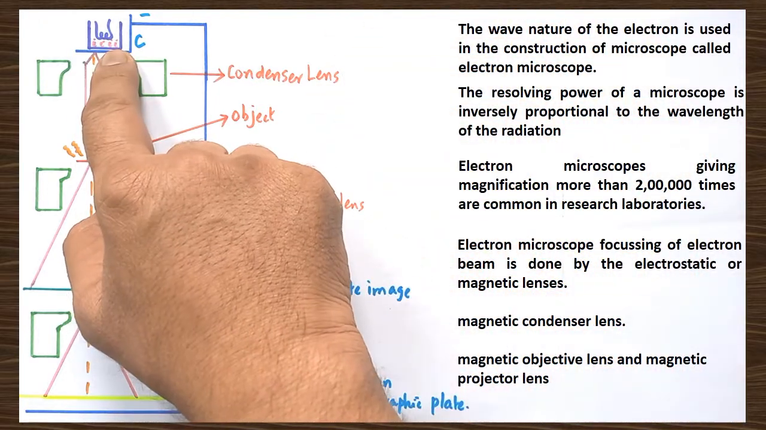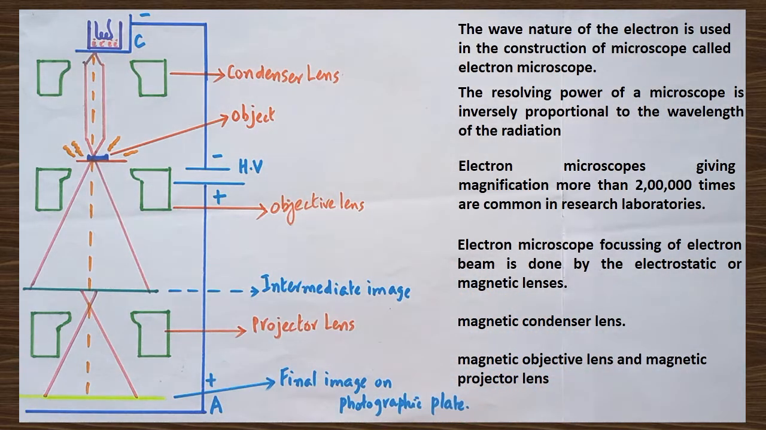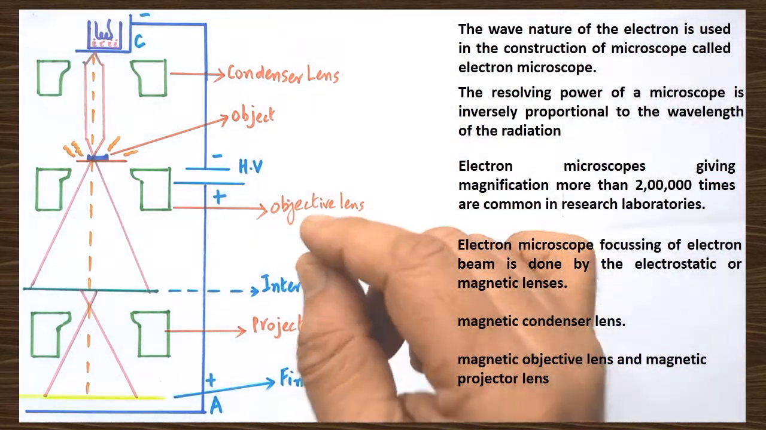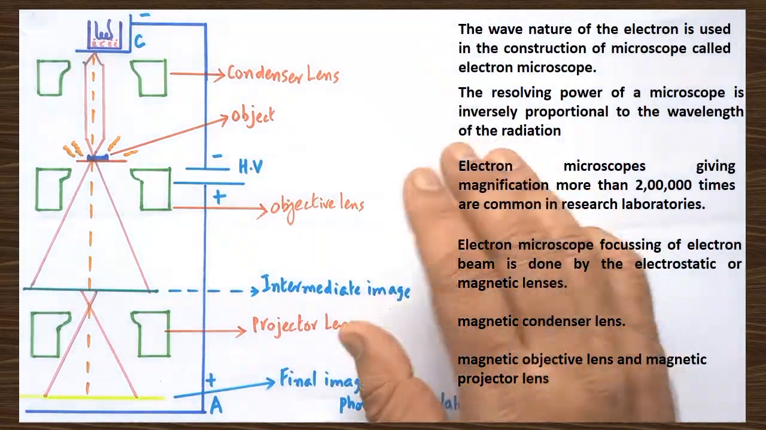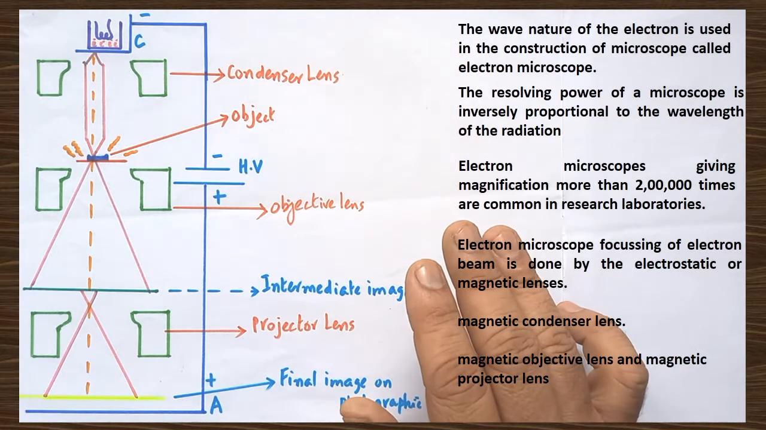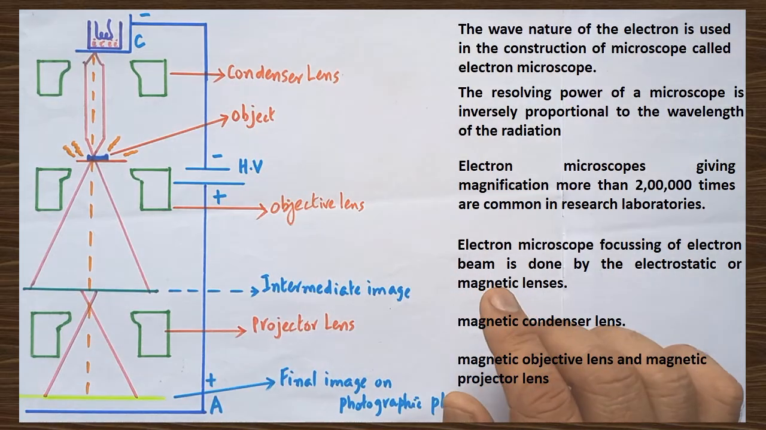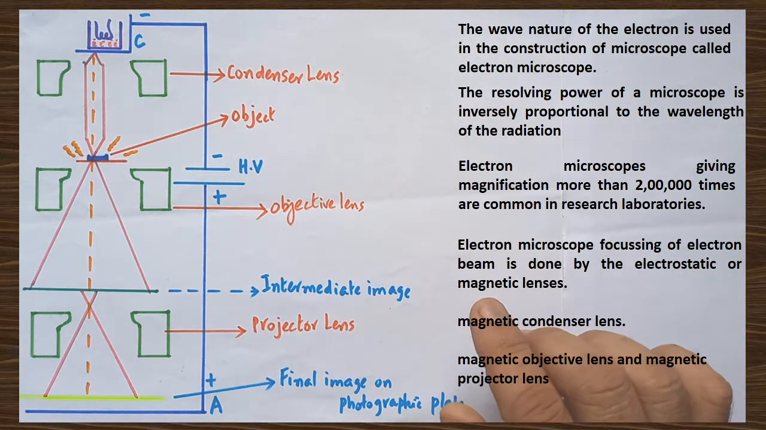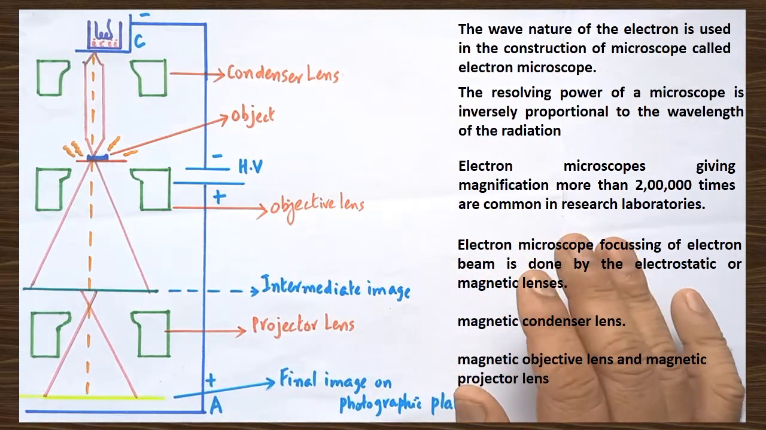Here very highly energetic electrons are used as the radiation. Therefore, the wavelength of the electrons must be very, very low to get a higher value of resolving power. Here the magnification is also very high. Are you clear? So that's why the fast moving electrons must have very, very low wavelength. Very low wavelength electrons must be used in the case of which one? The electron microscope.